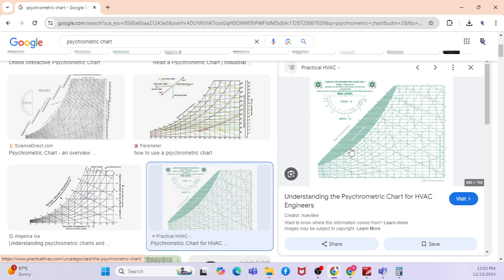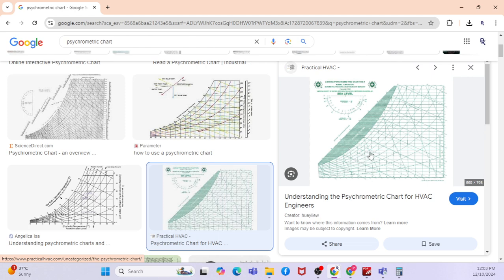But the off-coil temperature cannot be the same because of the bypass factor. You know what the bypass factor is? Some air will escape between the coil, so it will come somewhere here. When you go down, you will get the actual supply temperature. This explanation is given in the cooling and dehumidification lecture. If you go to that video which I shared, you can see this explanation.